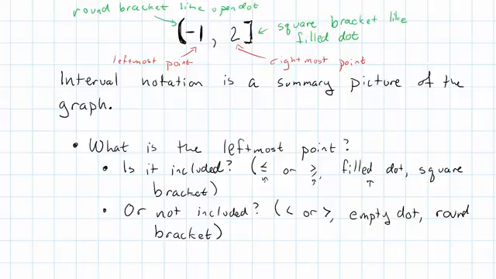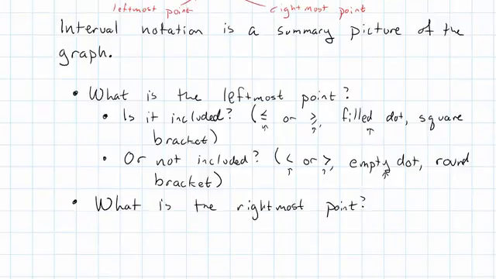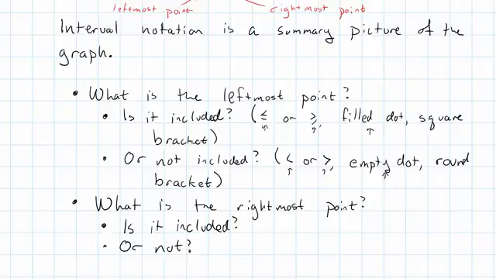If so, then it gets a square bracket. Or is that point not included? Did it come from a less than or a greater than? Is it represented by an empty dot on our number line? If that's the case, it gets a round bracket. Same with the rightmost point. What is it? And then, is it included or not included?